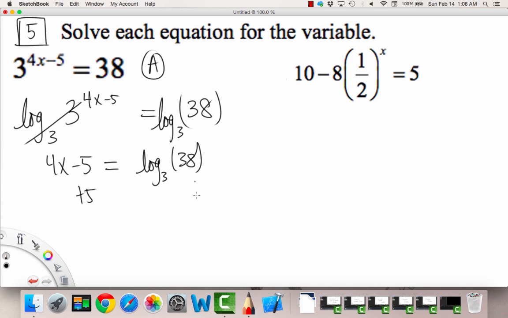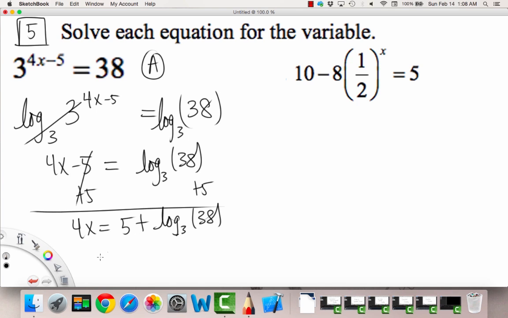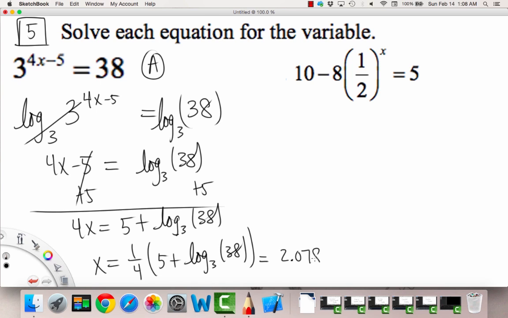If we add 5 to both sides, those ones cancel out on the left, and we get 4x is equal to 5 plus log base 3 of 38. And then finally, we just divide by 4 on both sides, so we get x is equal to 1 over 4 times 5 plus log base 3 of 38. If we punch all of that into our calculator, we get an answer somewhere around 2.078. Okay, so that's the answer for part A.